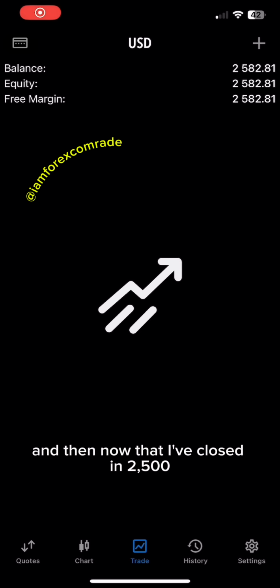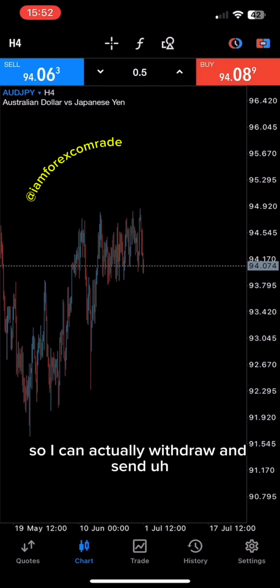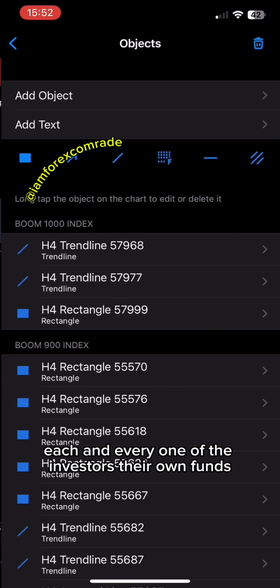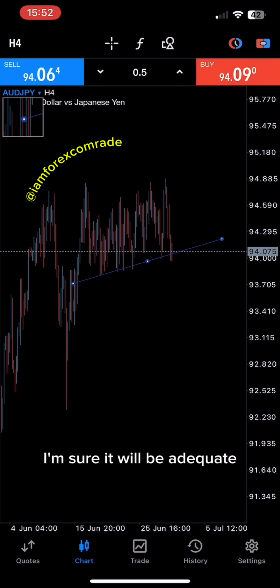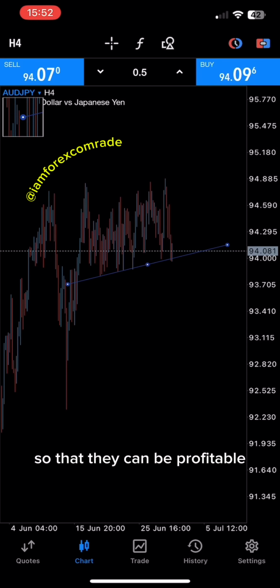And then now that I've closed at 2,500, I've already multiplied the account by 10, so I can actually withdraw and send each and every one of the investors their own funds. I'm sure it will be adequate enough for them to trade on their own and learn one or two things so that they can be profitable.